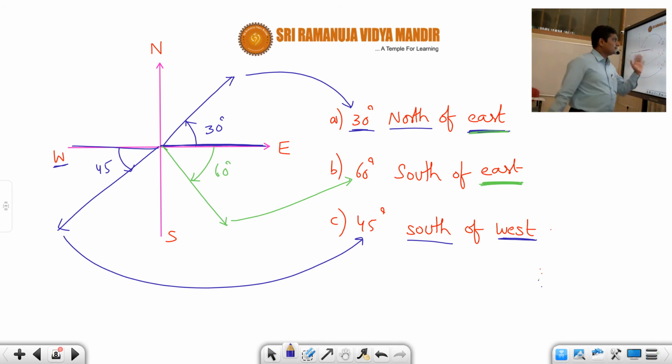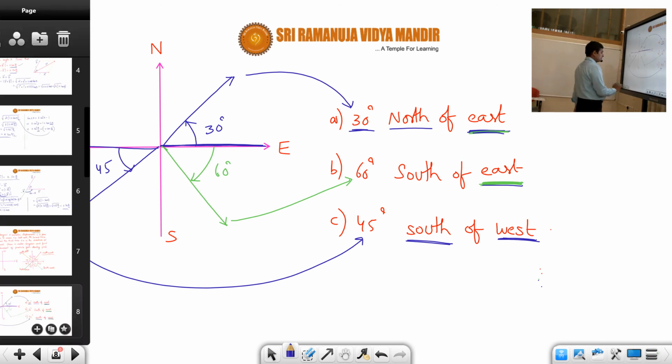So whenever the directions are given like this, first always start from the last direction, west here, east there. Then go towards the first direction. By what angle? That will be mentioned in the question, students. So this is the reason I have taken this problem, students. I hope you understood how to tell.